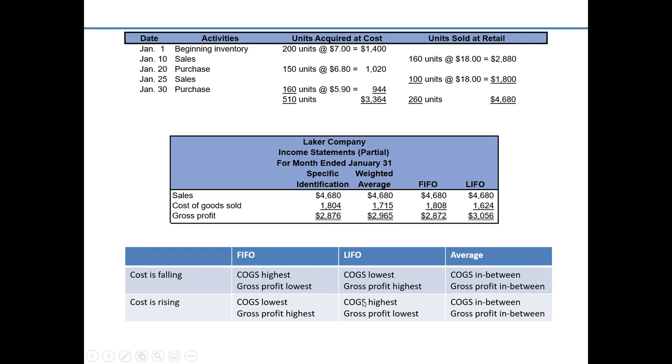LIFO goes reversed. And again, if costs are rising, it's going to go after our most recent purchases, which if costs are rising are going to be the highest. So cost of goods sold is going to be the highest. And if cost of goods sold is the highest, gross profit is going to be the lowest. Hopefully that helped explain the differences in both cost of goods sold and also gross profit from the different cost flow methods if we have costs that are changing during the period.